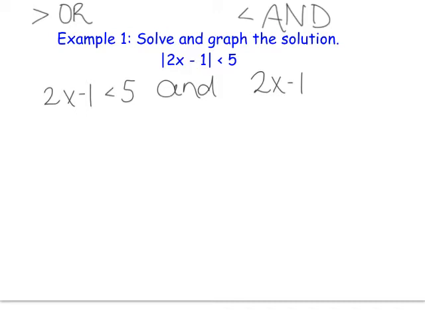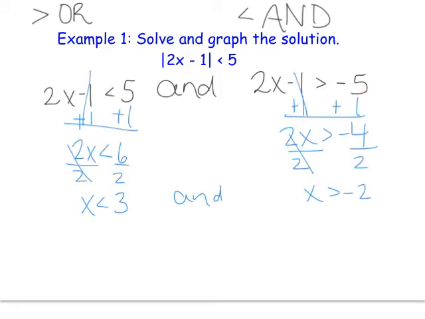For our second inequality, we write 2x minus 1, and then we're going to flip the inequality, make it greater than, and change the sign afterwards. So we flip the inequality and change the signs after it in the second one. Now solve each of these. When I solve these, I find that x is less than 3 and x is greater than negative 2.